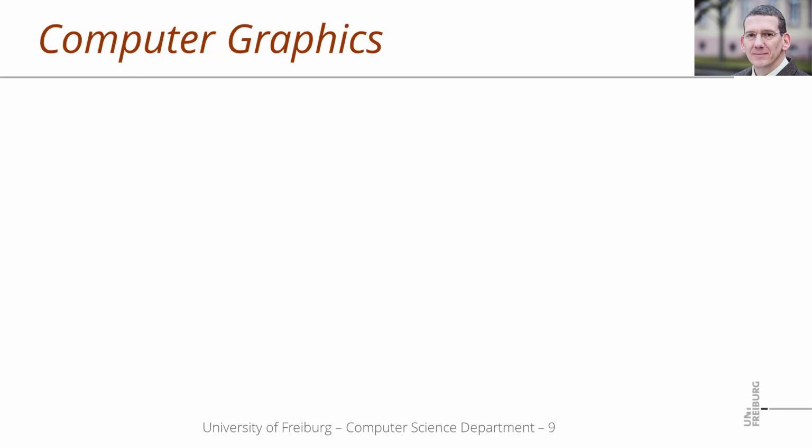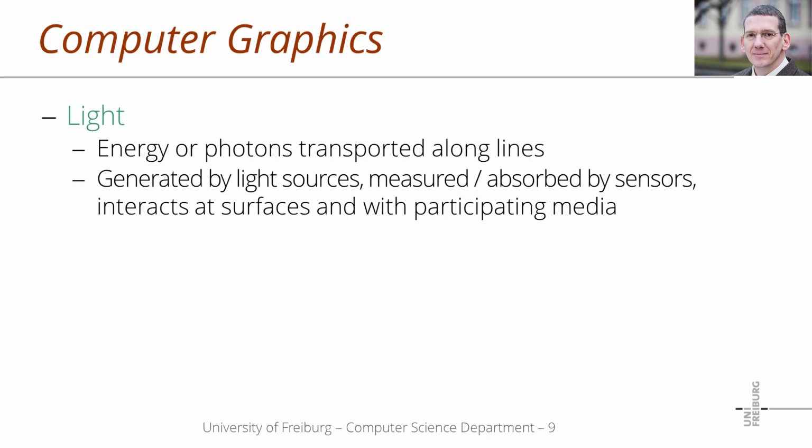Computer graphics is concerned with all aspects that are related to the generation of images. And this starts with the modeling of light. So in graphics, light is typically modeled with a set of small particles, also referred to as photons. These photons move along straight lines at infinite speed. Photons are generated by light sources and they are absorbed or measured by sensors.